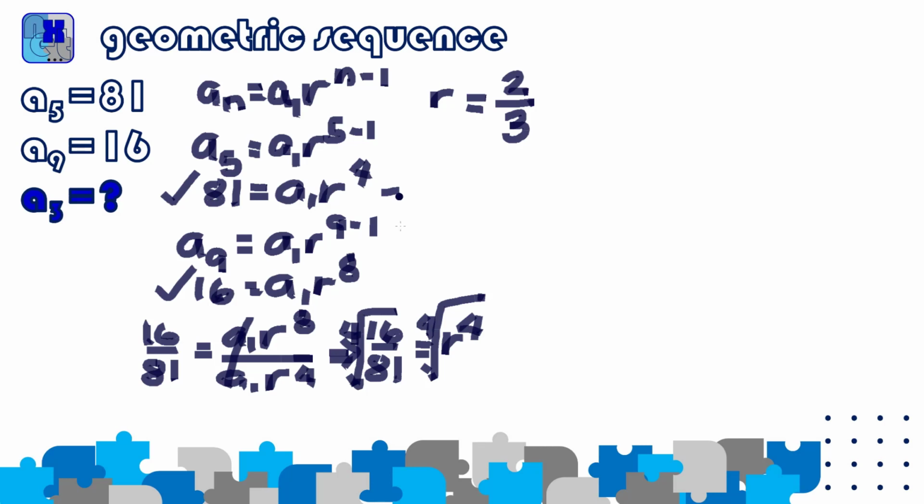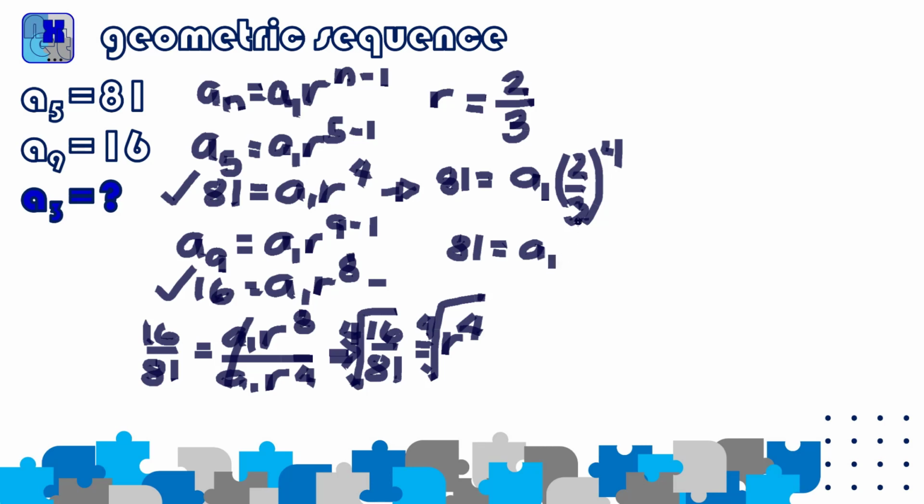We could apply it here, we could apply it here as well. Let me just choose this here because the exponent is just 4 and it would not be too large for me to take the common ratio 2/3 raised to the power of 4. This is equal to this one here. 81 is equal to a sub 1 times r, which is our 2/3 as solved earlier, raised to the power of 4. This means 81 is equal to a sub 1 times 2/3 to the power of 4, which is 16 over 81.